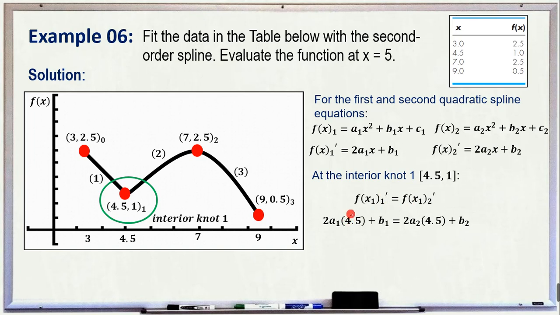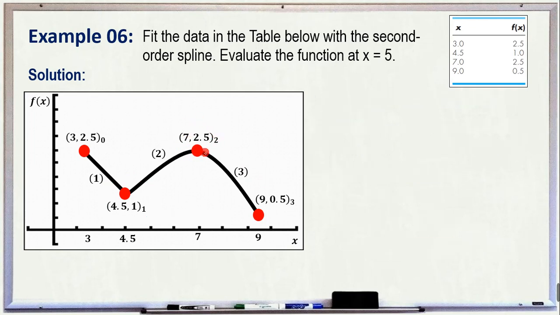Next, substituting the expressions for both the first derivatives of the first and second quadratic spline equations, you have here 2a sub 1 times, now the x value is evaluated using the value 4.5, so you have 2a sub 1 times 4.5 plus b1 is equal to 2a sub 2 times 4.5 plus b2. Now simplifying this one further, you will arrive at this equation: 9a1 plus b1 is equal to 9a2 plus b2. And this will serve as your equation number 7. Next, we will proceed to the second interior knot number 2.